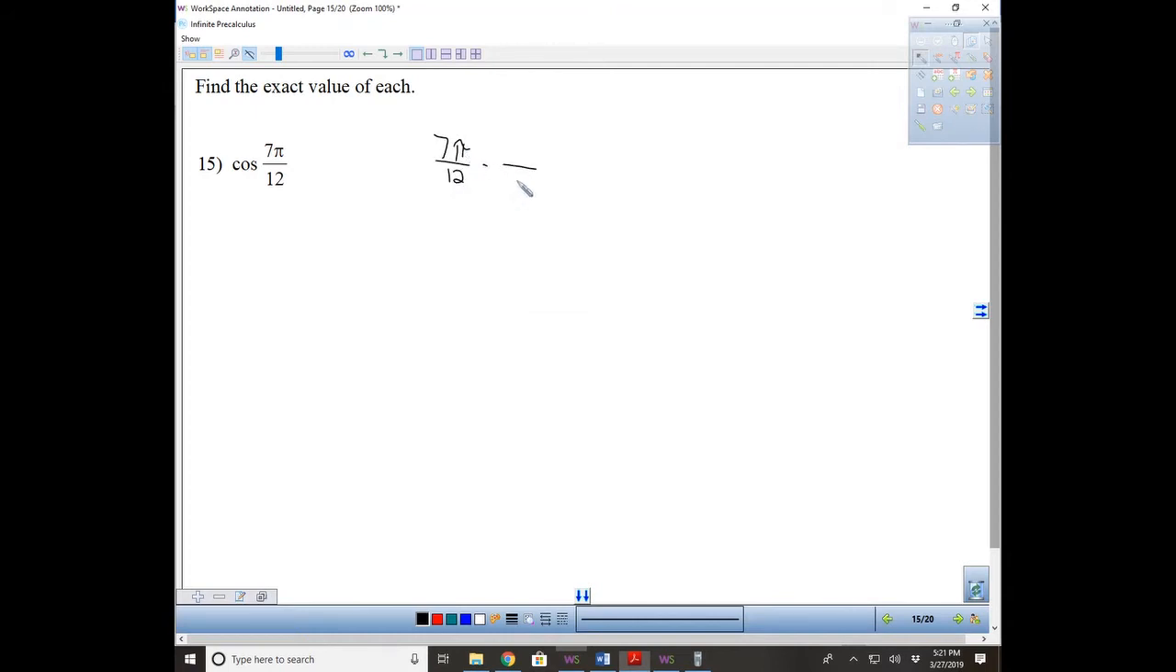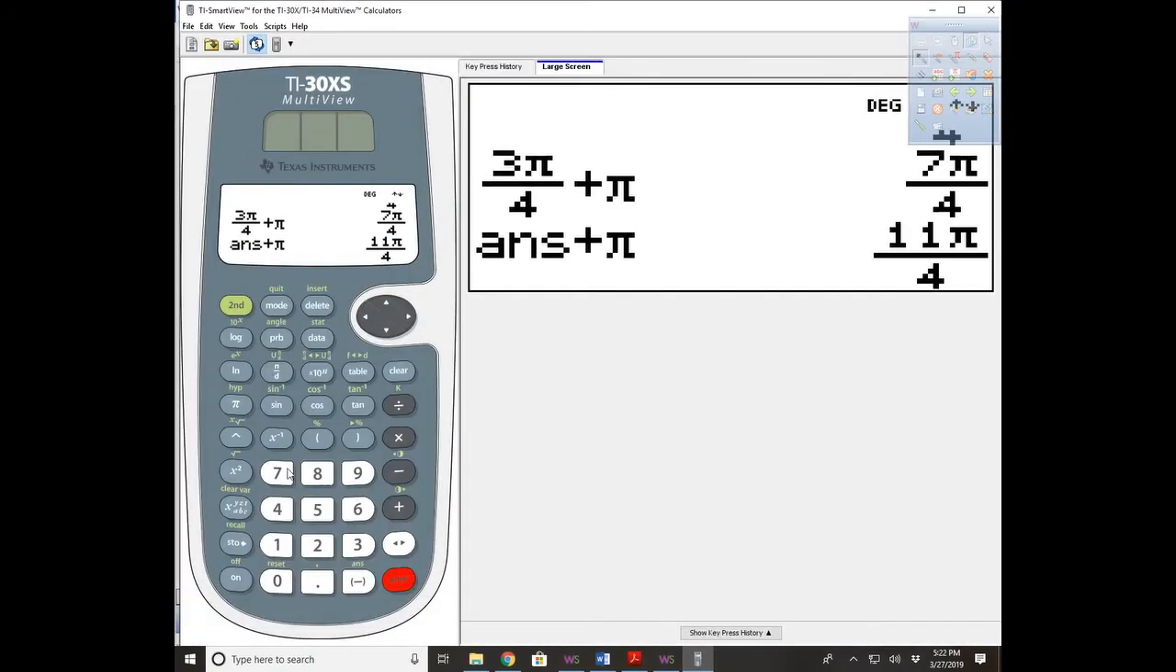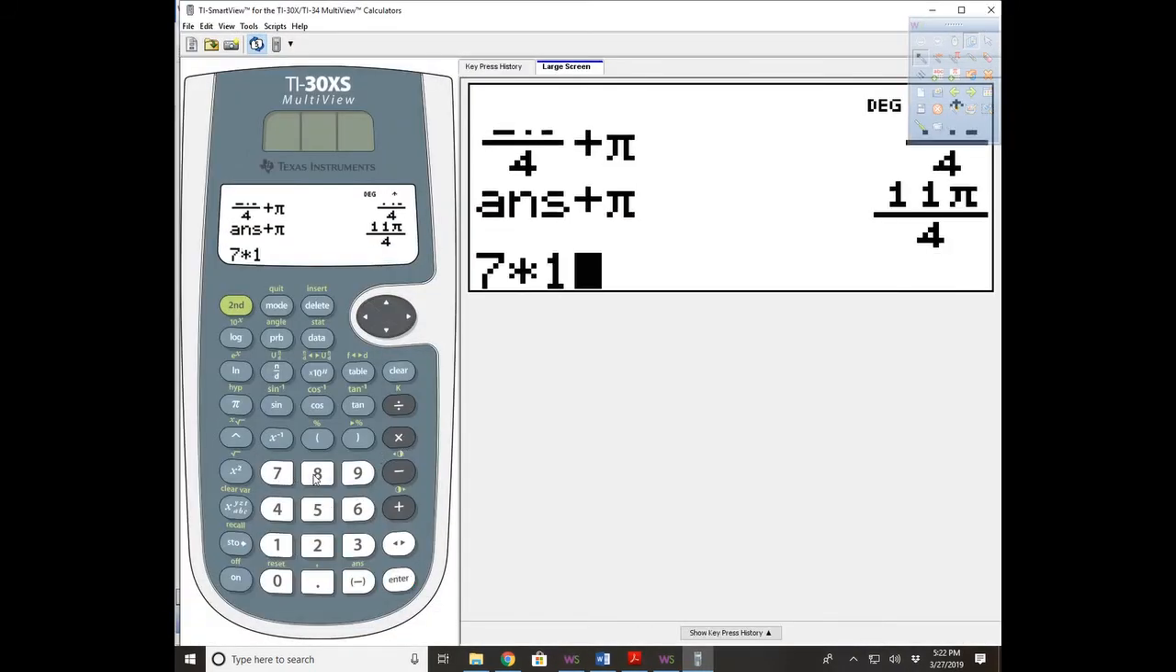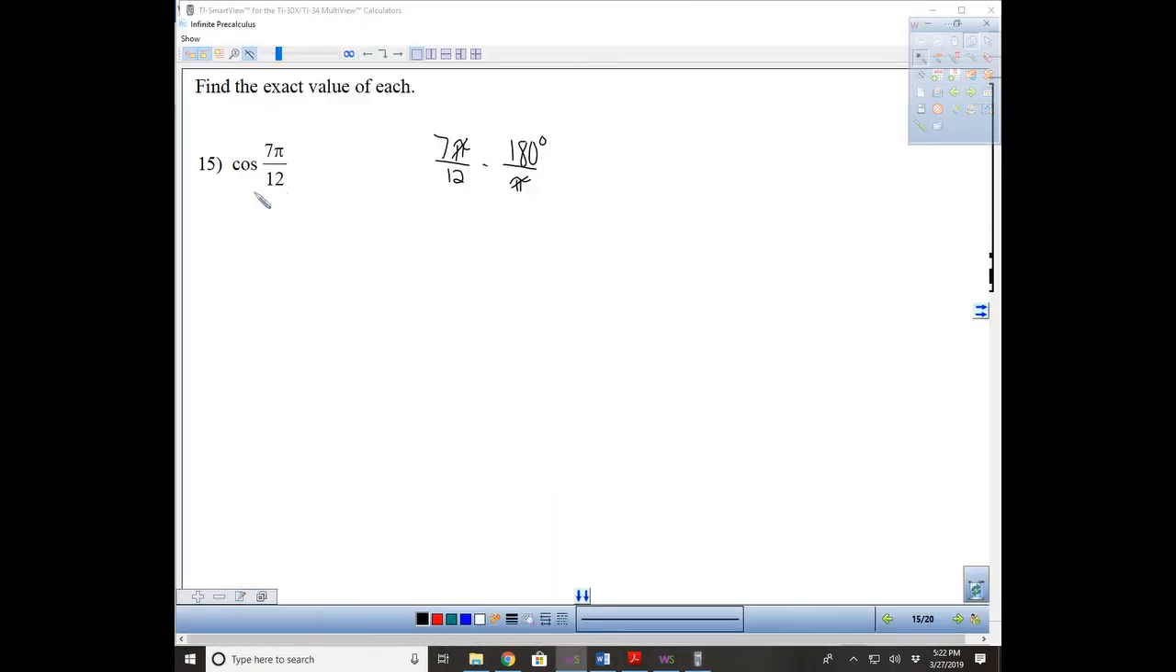In order to cancel the pi that's on the bottom, pi is the same thing as 180. So I'm just going to cancel those and do 7 times 180 divided by 12. That gives me 105 degrees. So this is really the same thing as cosine of 105 degrees.